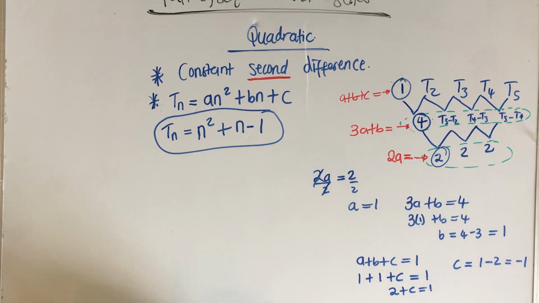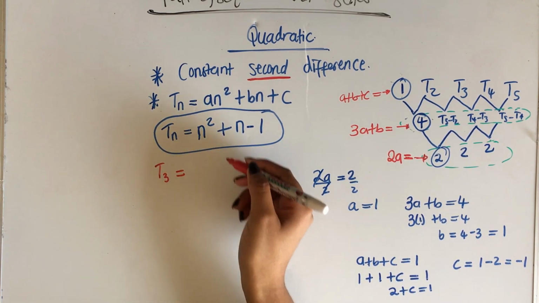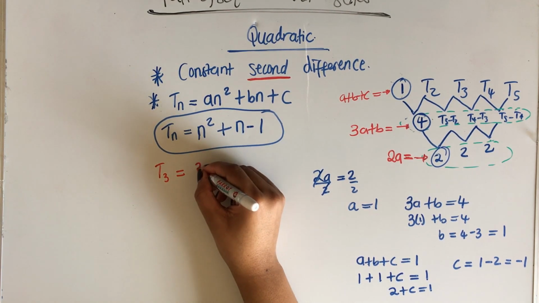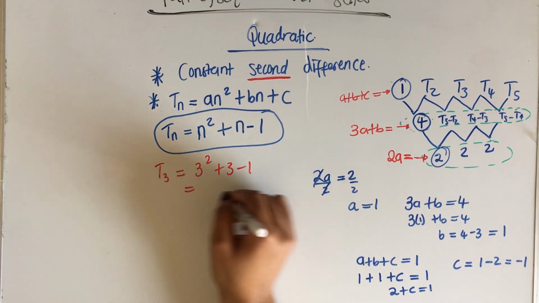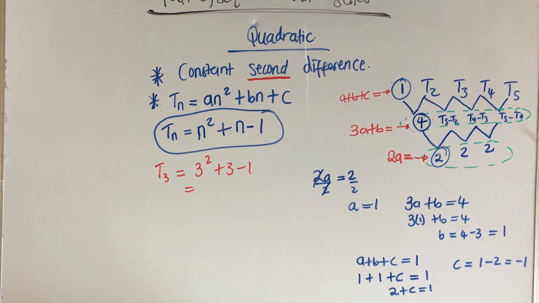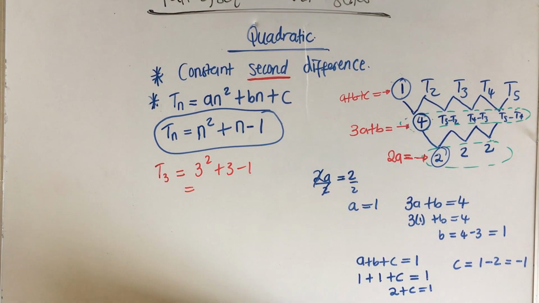They could ask you to calculate the third term, and you're just going to say third term is equal to, then you just substitute here by putting 3 squared plus 3 minus 1, and then you're just going to find your answer. You see? So the most important thing is understanding how do you find your A, how do you find your B, how do you find your C, and how to actually see that this is a quadratic number pattern. And then after that you are done.